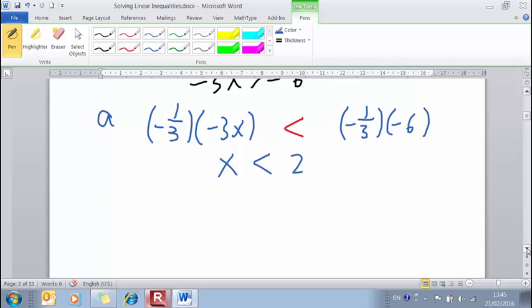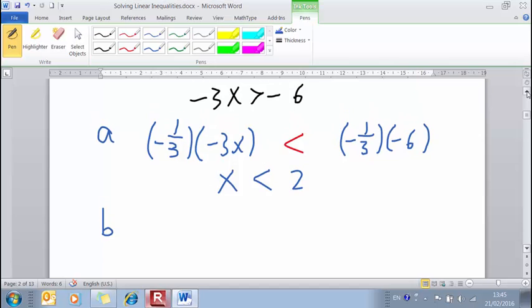Now let's do the division method. We will start from the inequality negative 3x more than negative 6. And now we shall divide this inequality by negative 3.